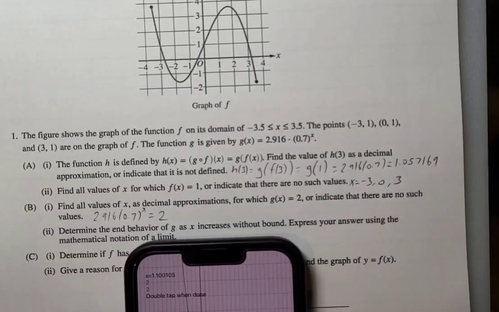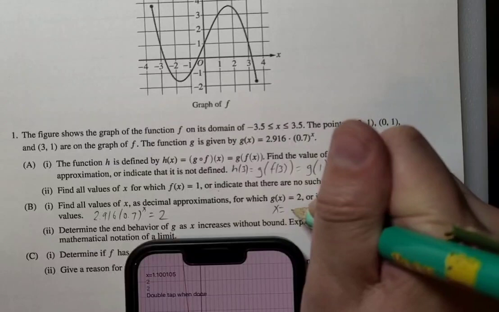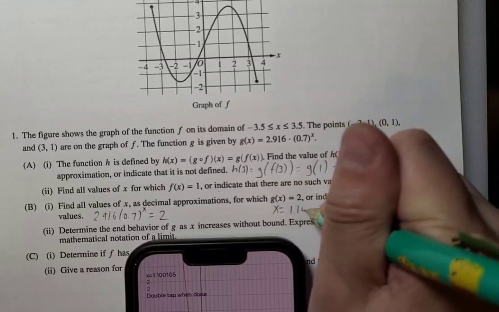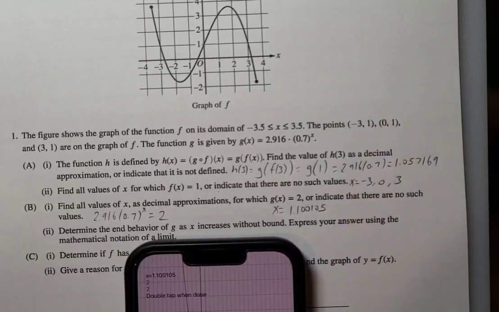Calculator should be able to do similar, so that is x equals 1.100105. I would just keep all the decimal places.